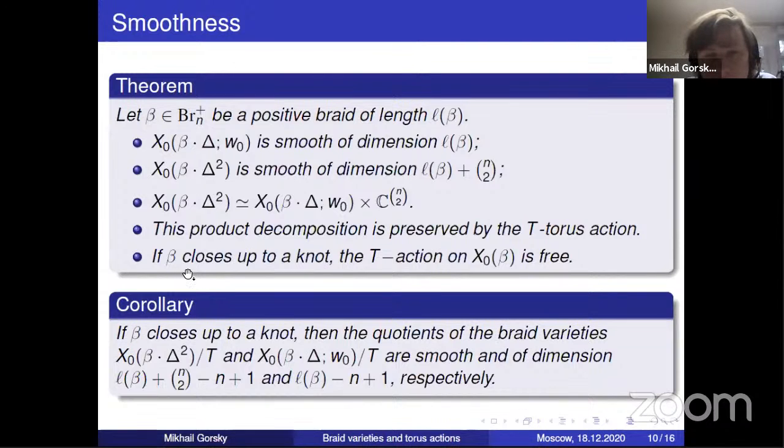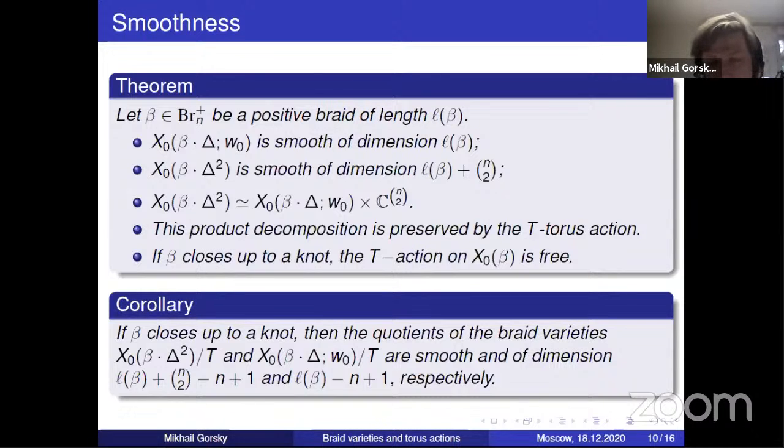And moreover, if the closure is a knot, so there is only one component, this is not a link, just a knot, then the action from the previous slide by (C*)^(n-1) is free. And if the action is free, then the very nice consequence is that the quotient variety is also smooth and of dimensions that we can understand. Namely, we took the dimensions that we had and reduced them by n-1.